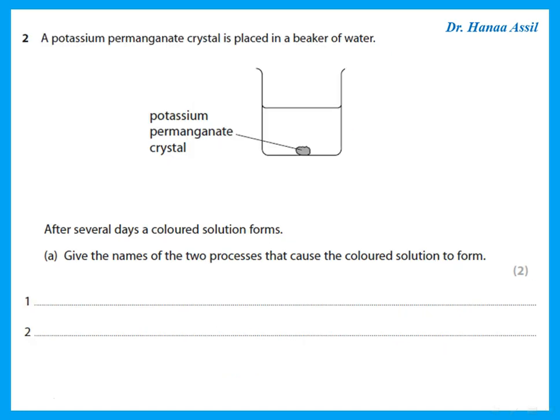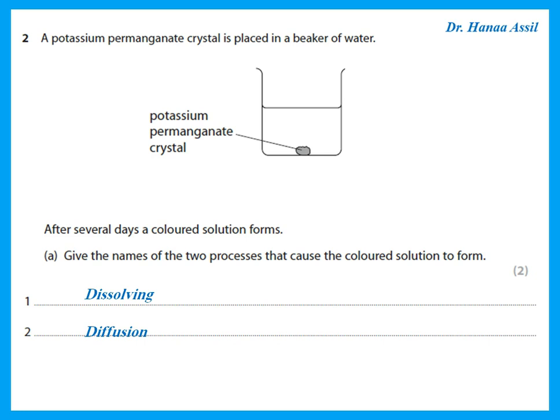Then we say a potassium permanganate crystal is placed in a beaker of water. After several days, a colored solution forms. Now, you probably know that potassium permanganate crystals are purple in color. So what happens if I put a purple crystal of potassium permanganate in a beaker of water? Now, the first thing that would happen is dissolving. He says, give the names of the 2 processes. So the first process is the crystal will start to dissolve, and then we have what we call diffusion.